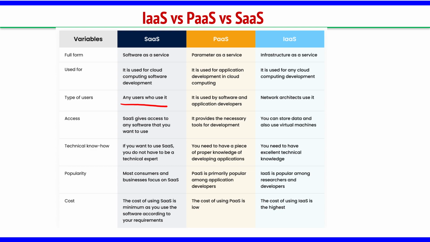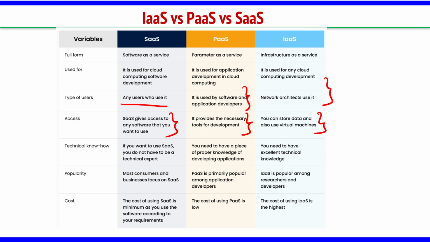Here application developers can use it, and here architects will be using this IaaS, because they have to deal with infrastructure and all those facilities, right. So SaaS gives access to any software that you want to use, whereas platform gives you only the necessary tools for developing the software, and here you get only the virtual machines, right.